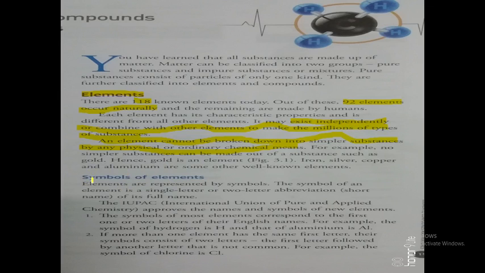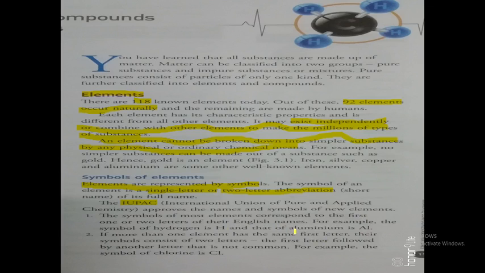So what is a symbol? Elements are represented by symbols which are one or two letter abbreviations. That is the definition of a symbol, which should be approved by IUPAC, that is International Union of Pure and Applied Chemistry. The first rule was, the symbol of most elements corresponds to the first one or two letters of their English name. Like aluminium.